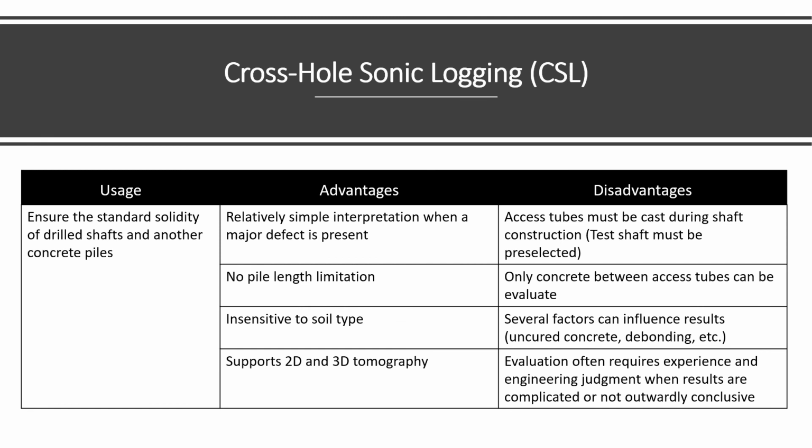This method is to ensure the solidity of the bored shafts and the other concrete piles. The advantages of CSL include relatively simple interpretation when a major defect is present, no limitation of pile length, and it is not sensitive to the soil type. The test also supports 2D and 3D tomography. For the disadvantages, access tubes must be installed during the shaft construction. It can only access the concrete between the access tubes. Some factors, like uncured concrete, may affect the result. Lastly, if the results are complicated, evaluations require experience and engineer judgment.